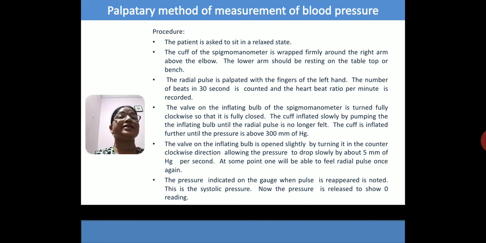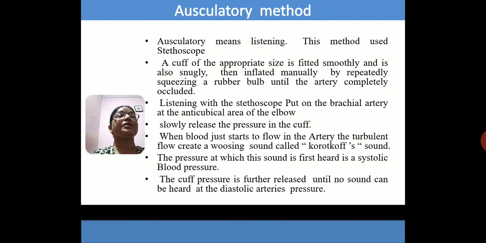Initially it had disappeared. Now you can feel the pulse once again at a particular pressure, and this pressure indicated on the gauge when the pulse reappeared is noted, and this is the systolic pressure. So in palpatory method, only systolic pressure is measured. In order to measure systolic as well as diastolic pressure, one more method is used, that is the oscillatory method. In oscillatory method, oscillatory means listening. So this method uses a stethoscope.